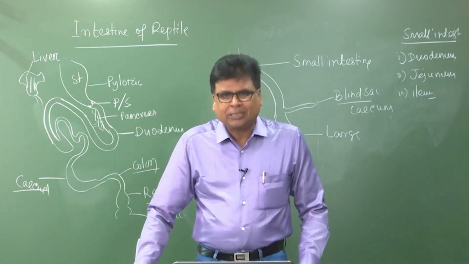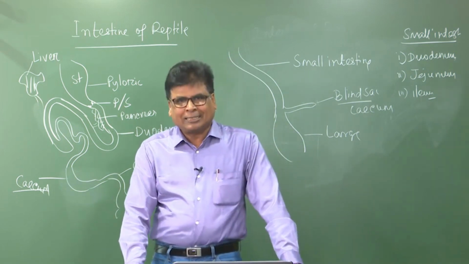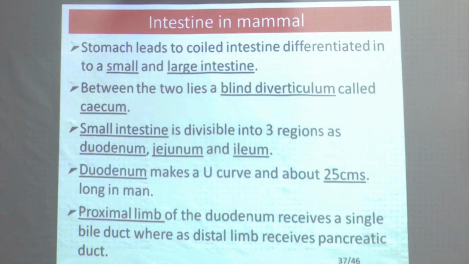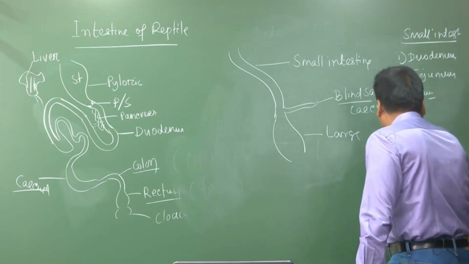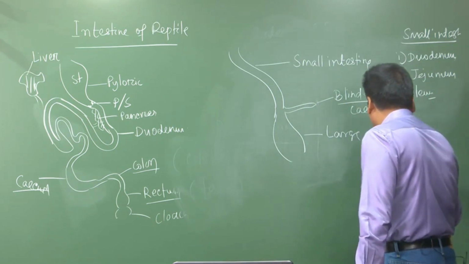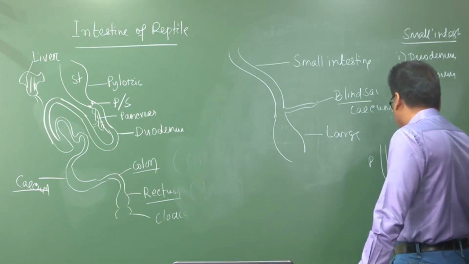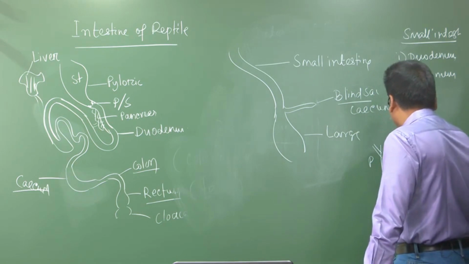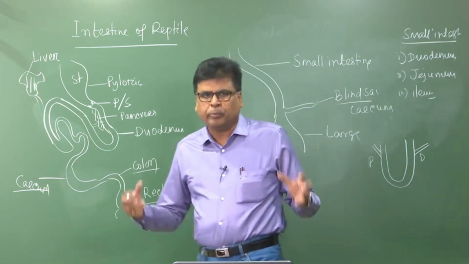receives a single bile duct, whereas the distal limb receives the pancreatic duct. Again, if this is the duodenum, this part is for example proximal, and this part is the distal. This part is receiving the duct of bile, and this part is receiving the duct of pancreas. Two important glands are there.